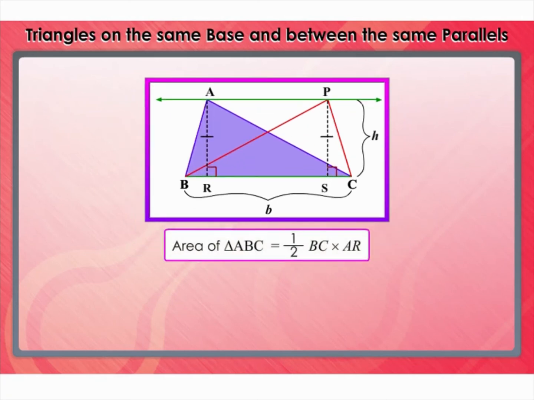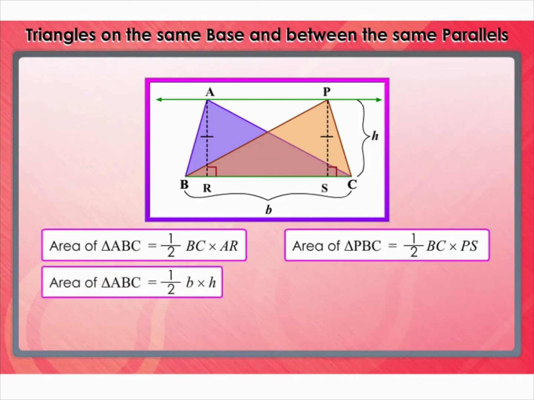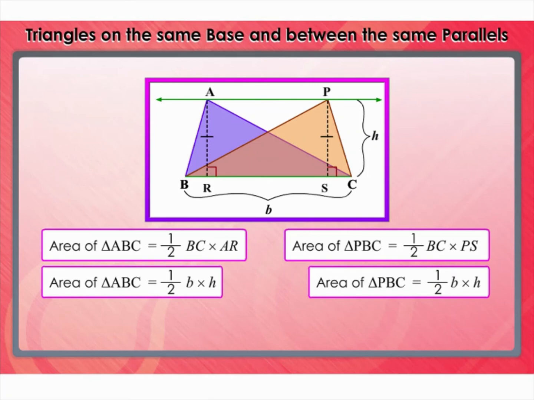The area of triangle ABC is equal to half the product of BC and AR, and the area of triangle PBC is equal to half the product of BC and PS. Let's substitute the base and height of both the triangles. The right-hand side of both the equations are equal. Therefore, the left-hand side of both the equations are also equal. This implies area of triangle ABC is equal to area of triangle PBC.